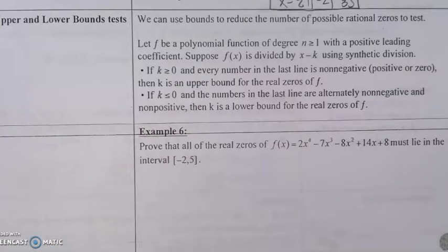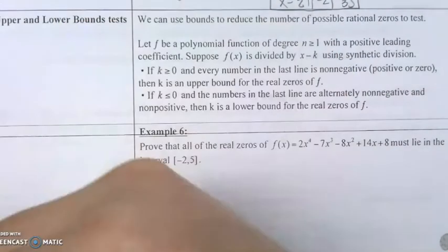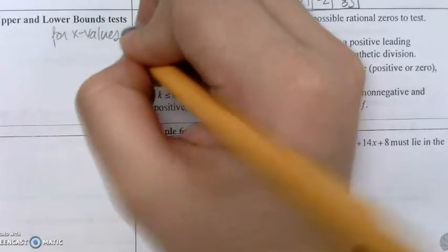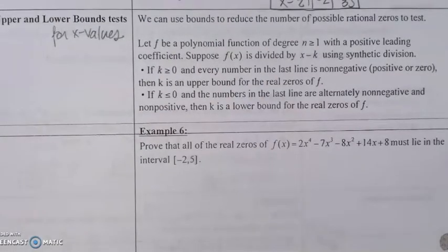So now we're looking at bounds for x values, whereas in the last chapter we looked at the bounds for the y values. Okay, so these are bounds for x values. And we're talking about bounds for zeros, and zeros are x values.